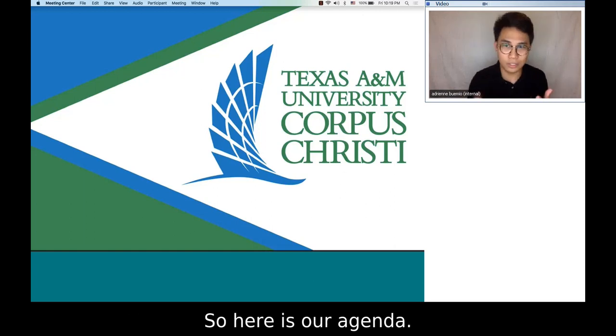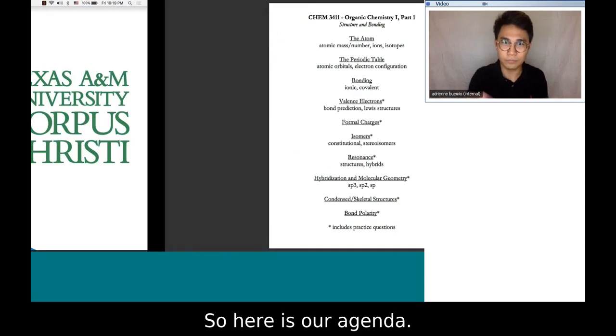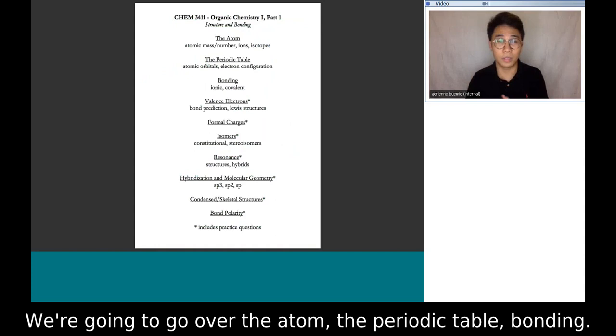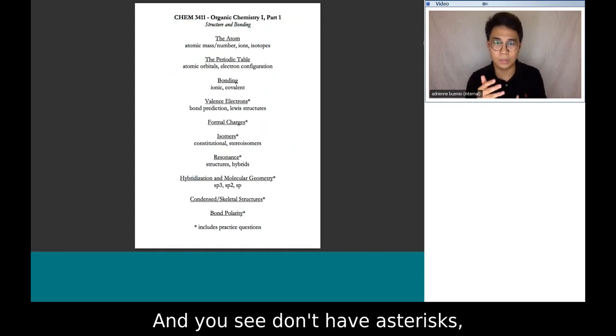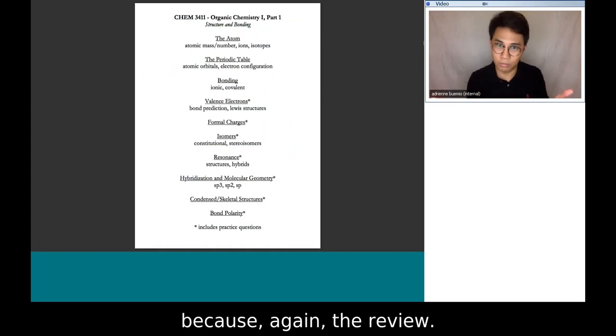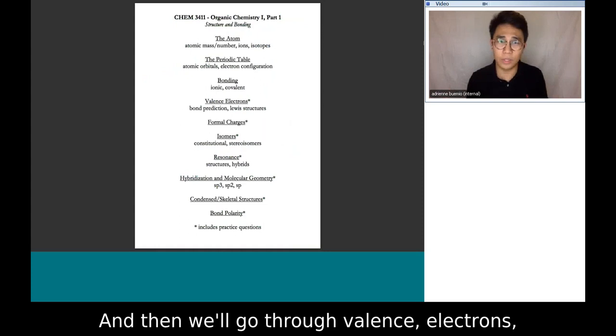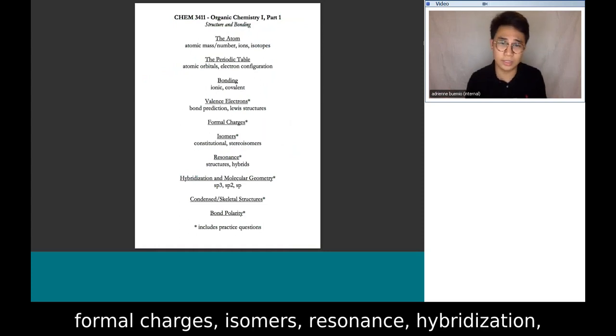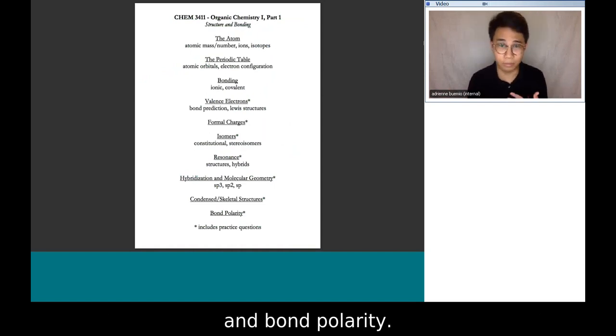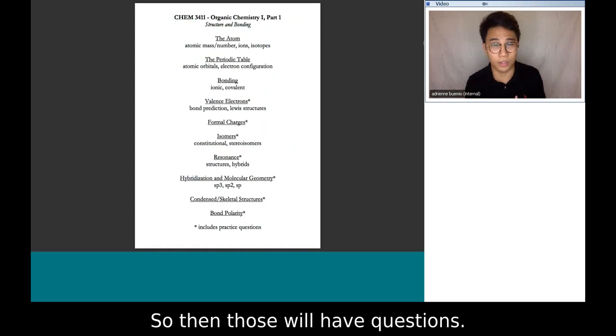So here is our agenda. As you can see, part one, Organic Chemistry 1, structure and bonding. We're going to go over the atom, the periodic table, and bonding, and you see those have no asterisks, so they don't have questions at the end of them, because again, it's review. Then we'll go through valence electrons, formal charges, isomers, resonance, hybridization, molecular geometry, condensed skeletal structures, and bond polarity. Those will have questions.